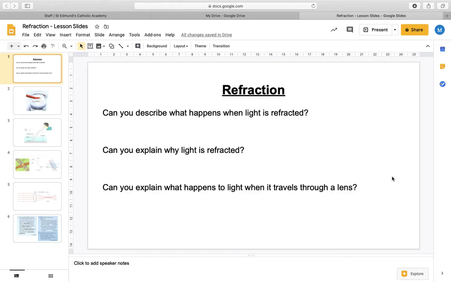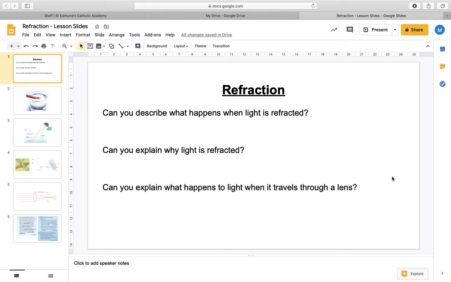Hello and welcome to our next lesson in this topic. We've been looking at light. Previously we've looked at how light is a transverse wave and we've spoken about the properties of transverse waves. We've said that light travels in straight lines only, and last lesson we looked at reflection and how the angle of incidence always equals the angle of reflection. So today we need to look at refraction.